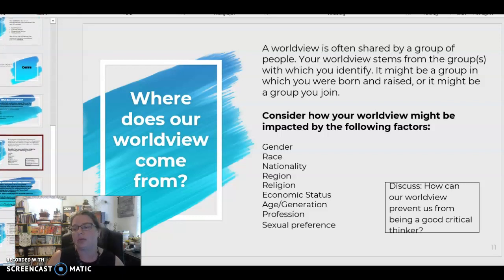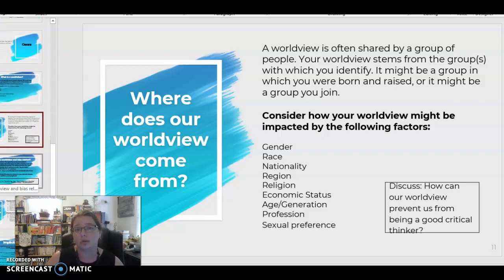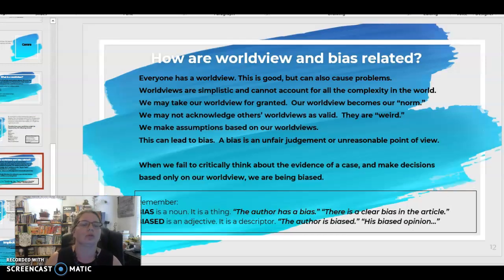So it's important to be able to determine an author's worldview, because that can help us to determine whether or not the information they're providing us is biased or not. Bias and worldview are very closely related. Okay, we all have a worldview, but a worldview tends to be very simplistic. It doesn't explain everything. So you can't always rely on that worldview to give you an answer to everything.